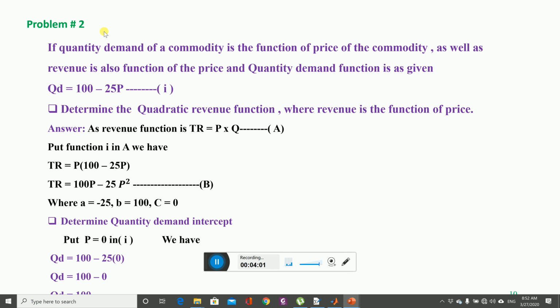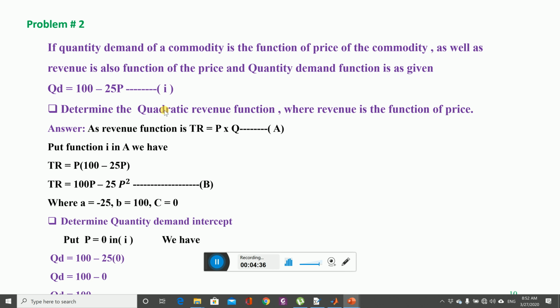Now we are going to solve a mathematical problem, problem number 2. The quantity demanded of a commodity is a function of the price of that commodity, and the revenue of the company is also a function of price. This is written in this mathematical problem. And the quantity demand function is as given. We give it the name 1. Now the question is this: determine the quadratic revenue function, where revenue is a function of price.